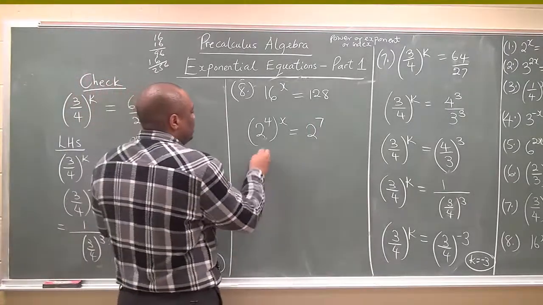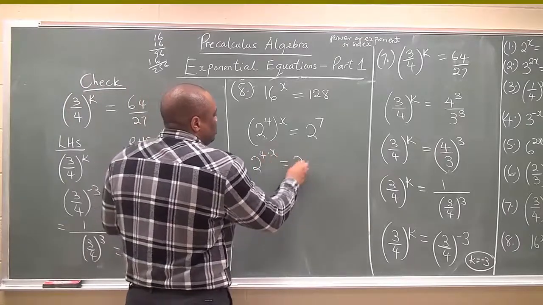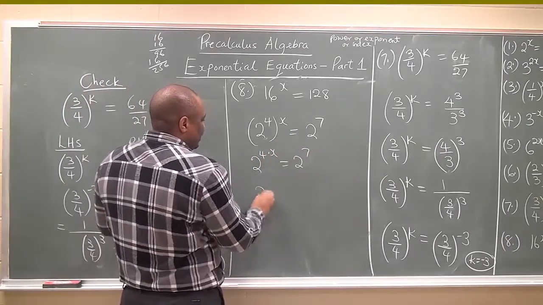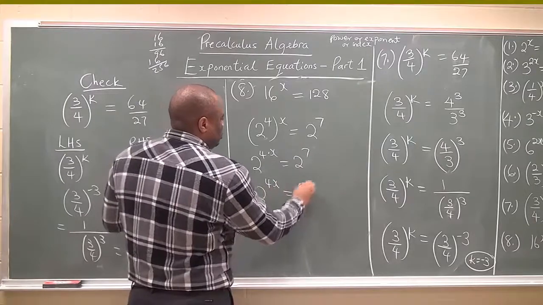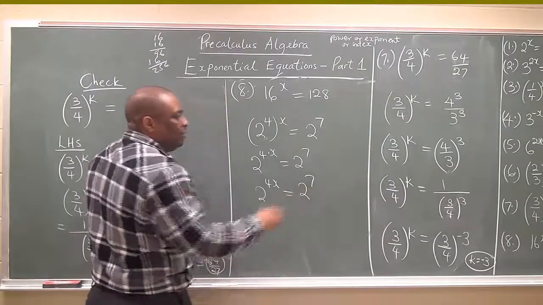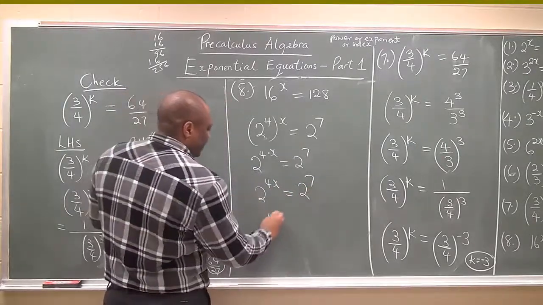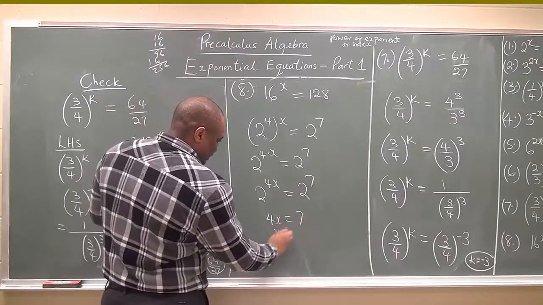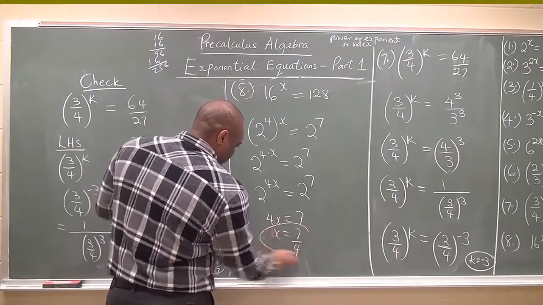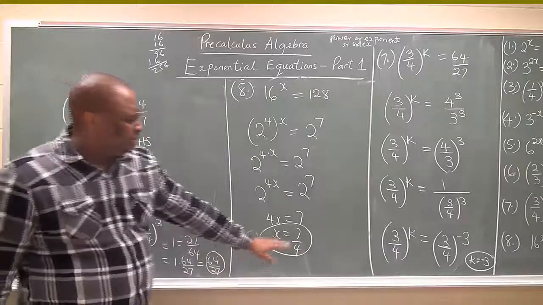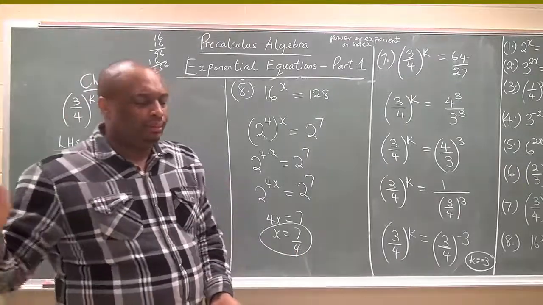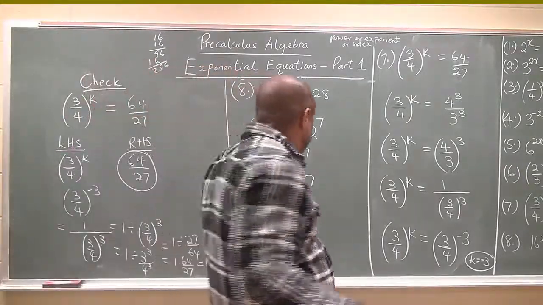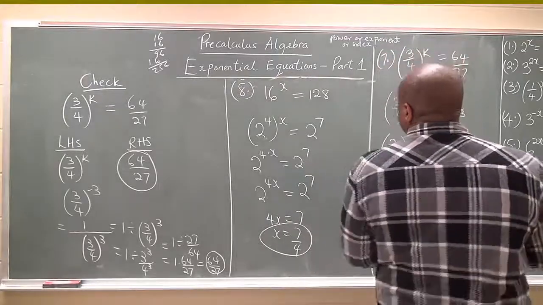So this means 2 exponent 4 times x equal to 2 exponent 7. So this is 2 exponent 4x equal to 2 exponent 7. You now equate their exponents. 4x is equal to 7, so x is equal to 7 over 4. You don't need to simplify to a mixed number. Just leave your answer as an improper fraction.